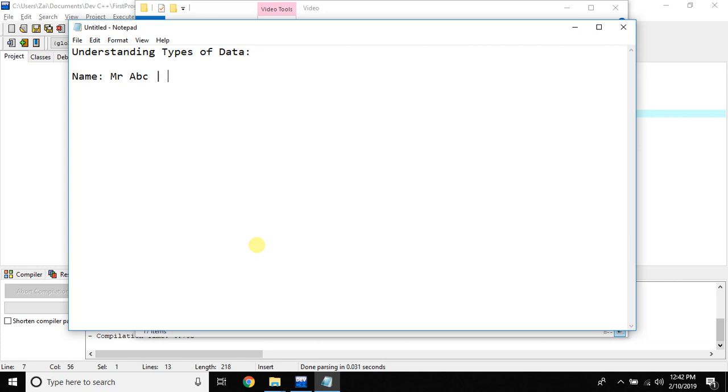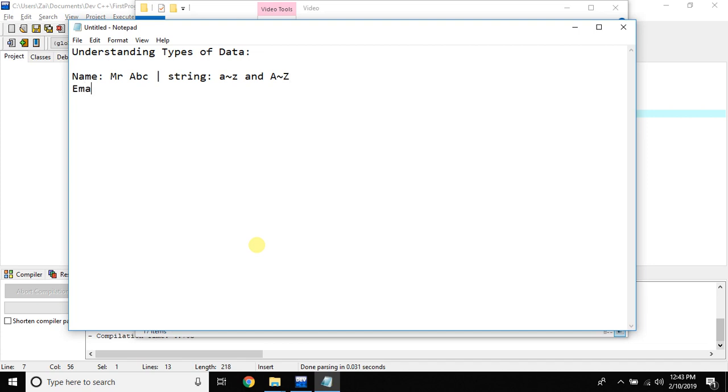Now, what is this? This is basically a string data type, which may contain characters from A to Z and capital A to Z. Usually we do not use any special characters in our name.